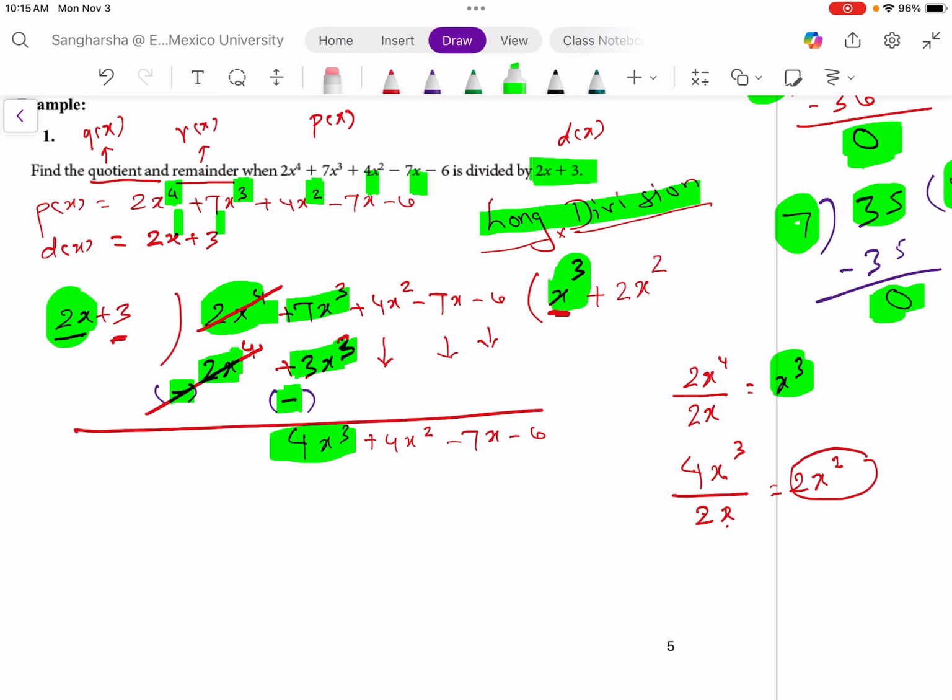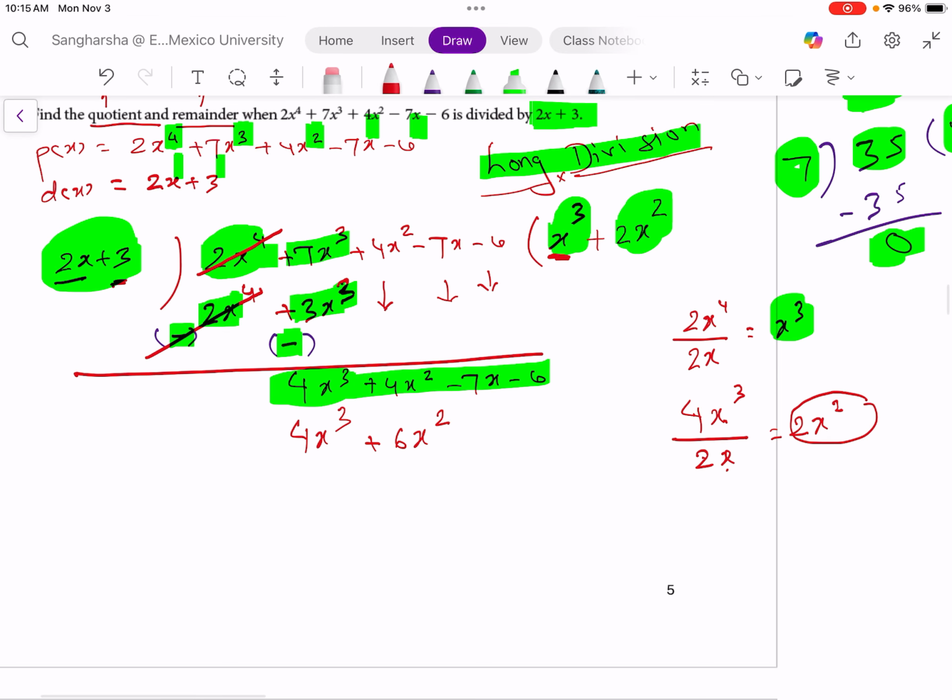Now we take this 2x squared and multiply every term of the divisor and write down below this polynomial. Okay, so 2x squared times 2x is 4x cubed. 2x squared times positive 3 is positive 6x squared. Okay, next step, we flip sign. Okay, 4x cubed is positive, we make it negative. 6x squared is positive, we make it negative.